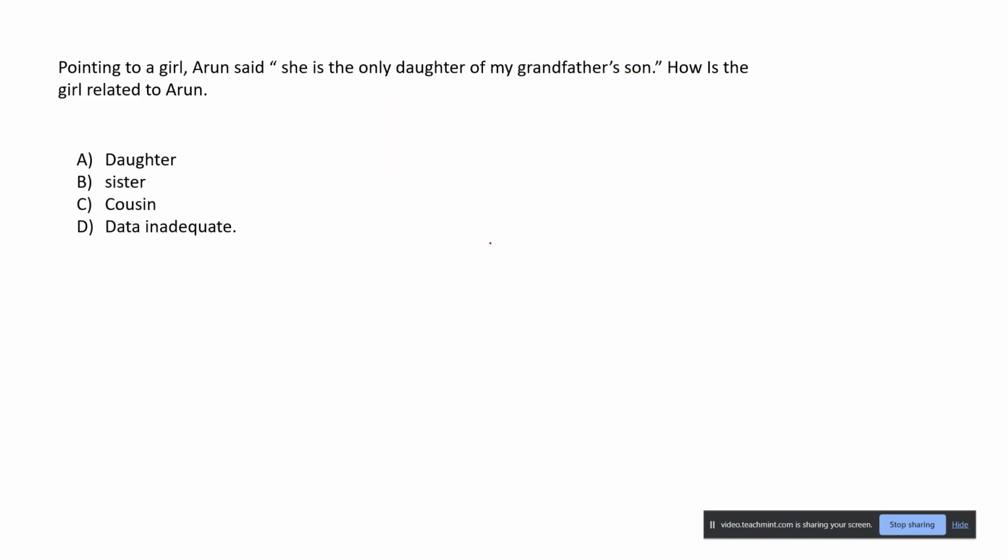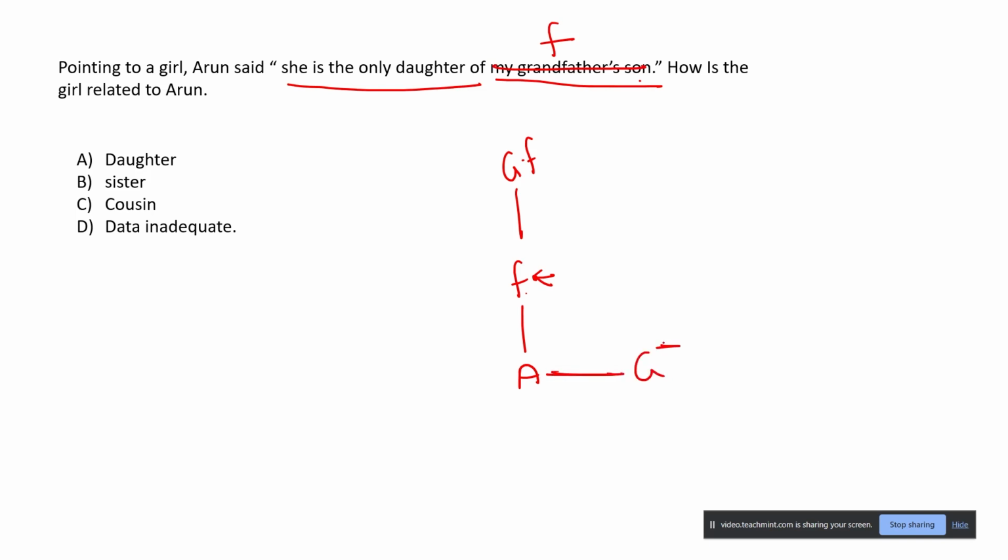Guys, listen carefully. I will tell you the wrong answer first. He is saying my grandfather's son. So let us take Arun is here. Arun's father is here. Arun's father, we are going to call him as grandfather. So Arun's grandfather's son, that means we are going to stuck at F. So let us replace the word with F. She is the only daughter of F. So that girl is none other than the only daughter of F, means the girl is going to be here. If she is the only daughter, Arun should be a male person. Then you can say that girl is sister of Arun.